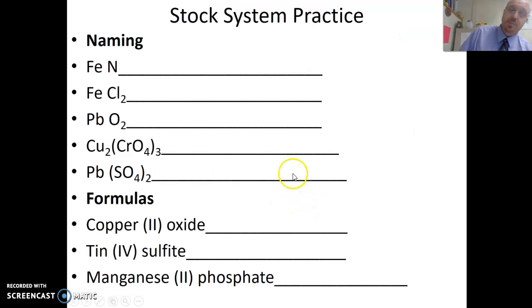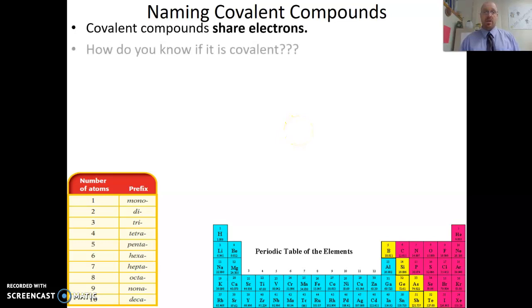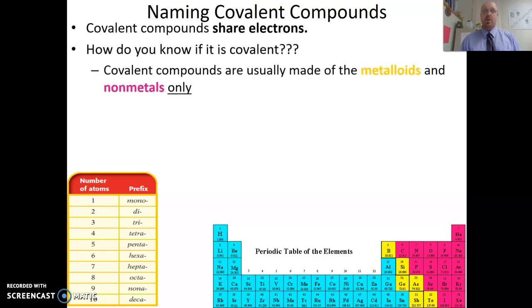And here's some stock system practice that we'll be doing in class, just to give you an idea of what's going on. After we get with the ions, we're going to get down to covalent compounds. So covalent compounds, remember, share their electrons. How do you know if a compound is covalent? Well, remember, covalent compounds are usually made of metalloids and the nonmetals only, just a small group on the right in that diagonal portion of the periodic table of the elements.